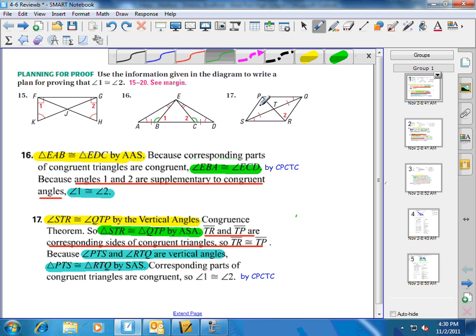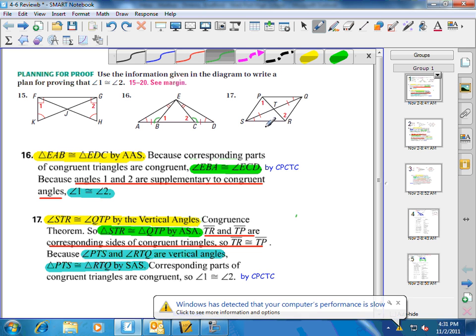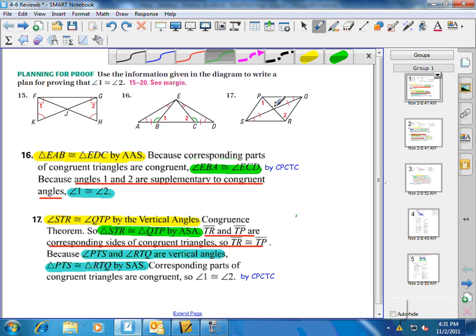All right, looking at number 17, again, we want to prove that angle 1 and angle 2 are congruent. Let's work with what we have and see where it takes us. So we've got an angle, for triangle STR and QTP, it's given we have an angle and a side congruent. So we need to either be able to show another side's congruent or another angle's congruent. Looking at it, there's no way we can show that we have a pair of corresponding sides are congruent, but we do have vertical angles congruent here. Okay, so noting that, we can say that triangle STR and QTP are congruent by the angle side angle postulate.